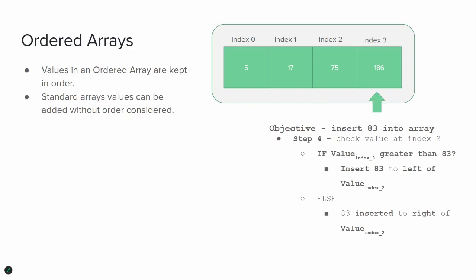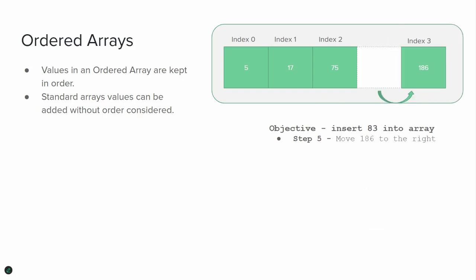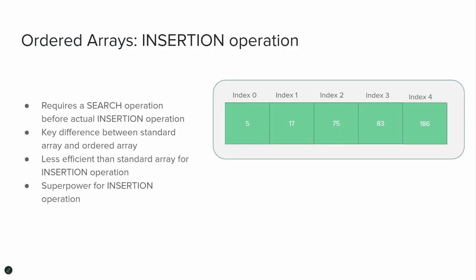So we move then. And we see 186 is greater than 83. Therefore, this value would have to go to the right of 186, right? So we make space for it. We do that by moving 186 to the right, and then we can now add the value. Okay, so that's the insertion operation, right?